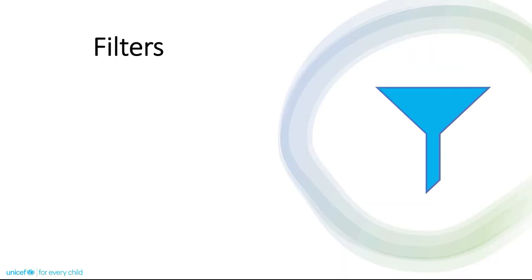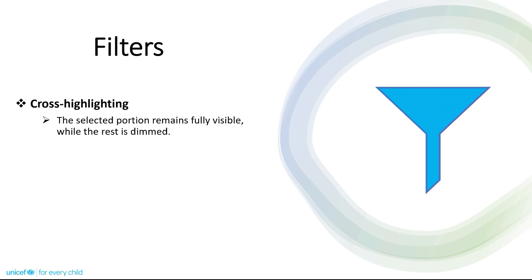Now let's move on to the most important part of this section, filters. In our dashboard, there are two methods for applying filters. The first filtering method is called cross-highlighting. Cross-highlighting allows you to click directly on parts of a chart, like a bar, a slice of a pie or donut chart, or any other data point. And then the data related to that selected portion remains fully visible while the rest is dimmed. This makes it easy to visually separate the data you are focusing on from everything else.